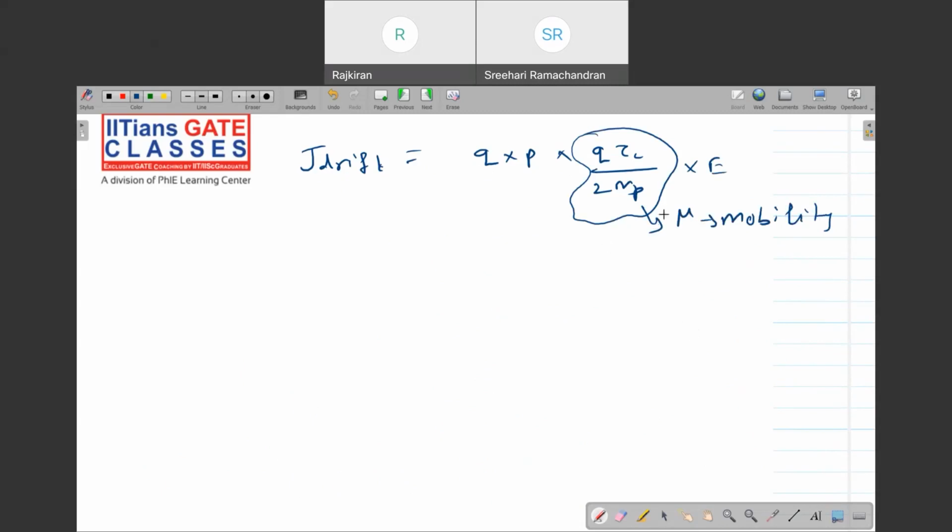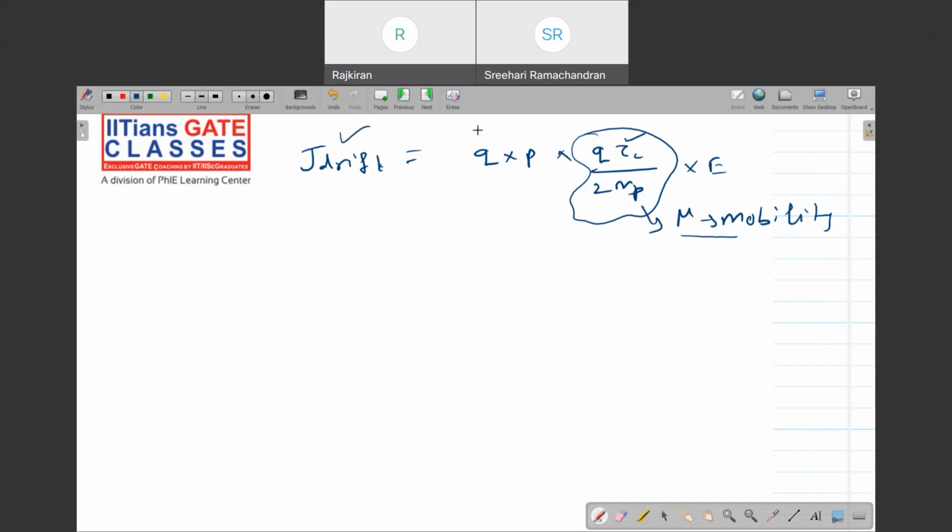Mobility is nothing but how smoothly a carrier moves inside the semiconductor. Tau c is the average time between two collisions, and m is the effective mass. The more the mass, the more difficult it is to move. And the more the collision, the more difficult it is to move. So mobility describes how smoothly a carrier moves inside the conductor.